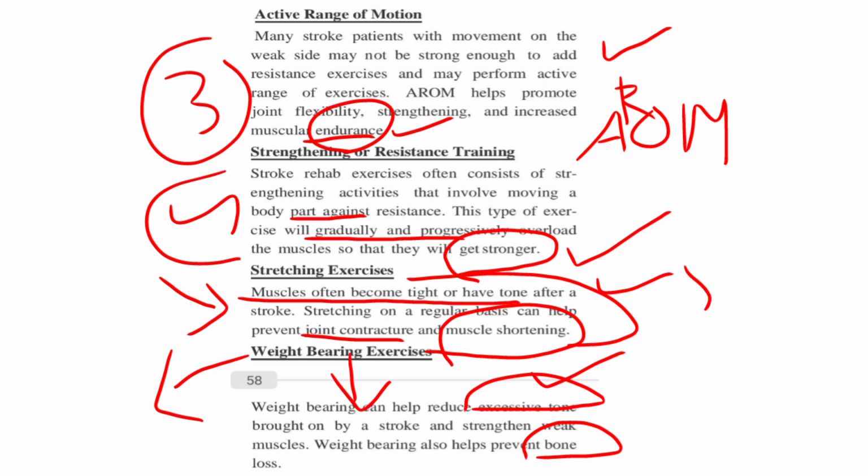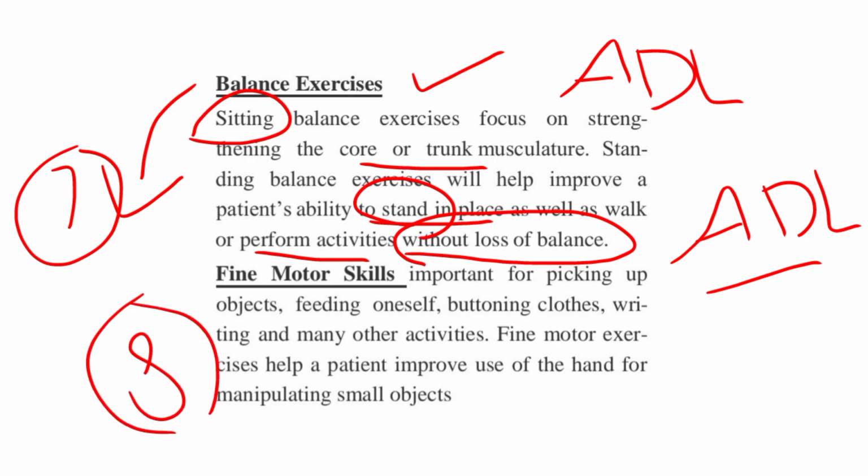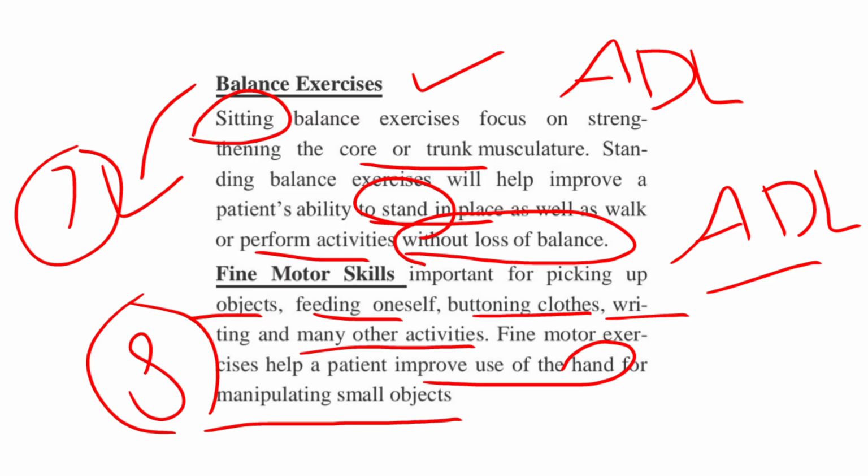This is the fifth, the sixth, the seventh, and we have the eighth goal, that is fine motor skills. It is important for picking up any object, feeding oneself, buttoning clothes, writing, and many other activities. Fine motor exercises help a patient to improve the use of a hand for manipulating small objects. Because one half of the patient's body is affected, motor activity is also affected. So we go for fine motor skills enhancement.